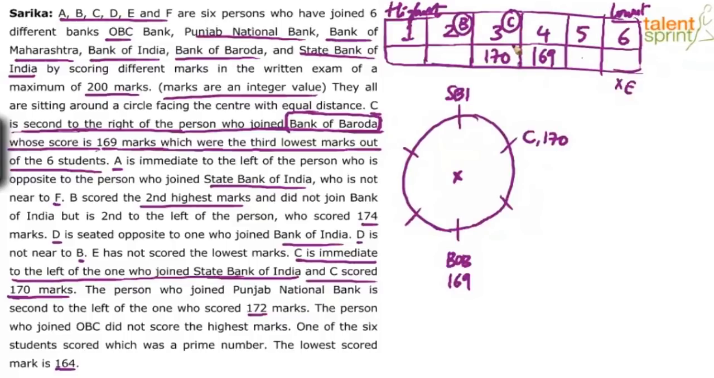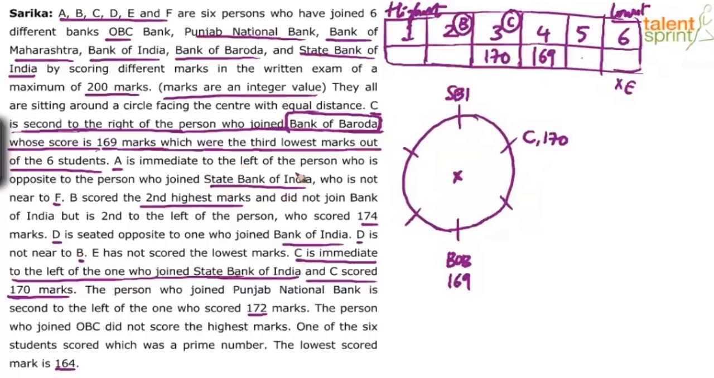Right? C scored 170. There cannot be 169.5 or 169.2 as a score there, right? All the marks are integers. So we have got two more data points here, SBI and 170. And the fact that we have got SBI now into the picture, I think we can go back to one of the statements which use SBI.